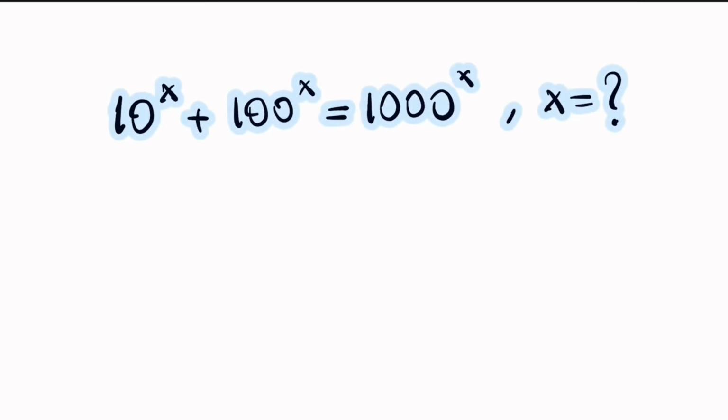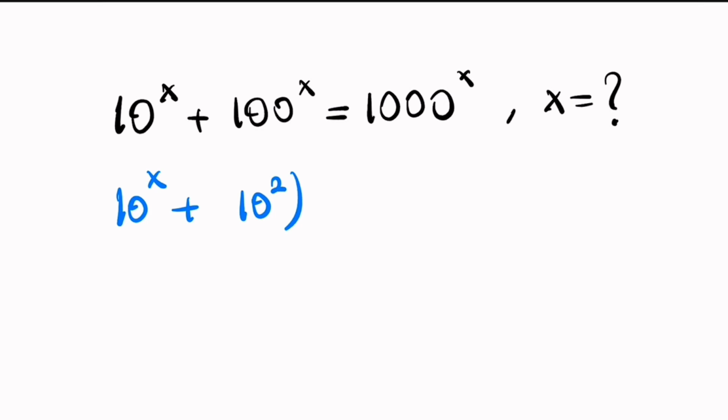10 to the x plus 100 to the x is equal to 1000 to the x is given, and it wants us to find the x value. Immediately, these are exponential numbers. Let's start the question using the properties of expressions. I wrote 10 to the x as it is, plus 10 squared instead of the expression we call 100, equal to 1000, where we see 10 cubed. I can write that as x.